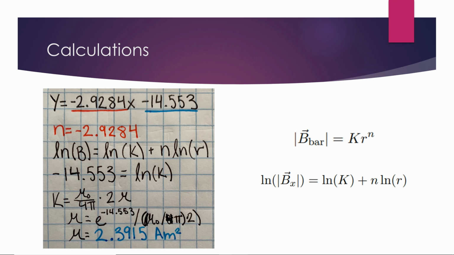To find the dipole moment, I used the formula below and set my intercept, negative 14.553, equal to ln of k. Then I rearranged the equation to find that the dipole moment is 2.3915 amp-meters squared. I then used this in my code.